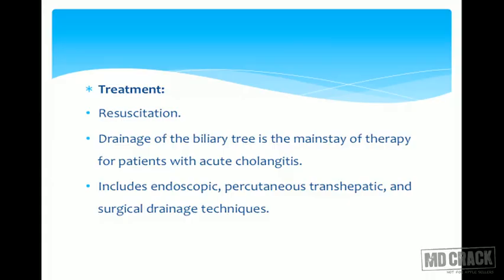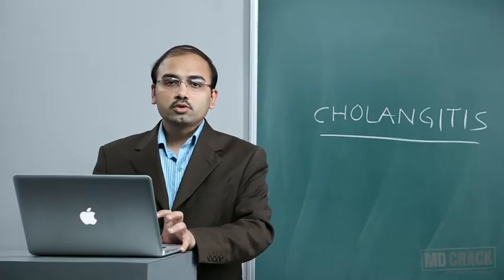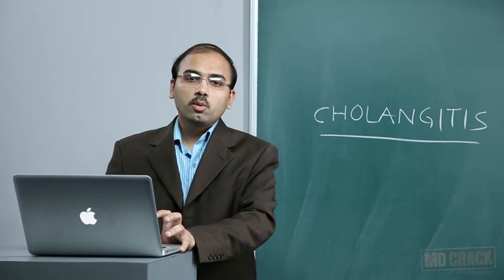First, you have to resuscitate the patient. So if the patient presents with any of the Charcot's triad or Reynolds pentad, then the patient has to be resuscitated with adequate amounts of fluid and antibiotics. Then drainage of the biliary tree is the mainstay therapy for patients with acute cholangitis. So whenever there is obstruction, you have to drain the bile which is obstructed. It can be drained by endoscopy, percutaneous transhepatic techniques, or by surgical drainage techniques. Amongst all these, endoscopic, which is ERCP, is most commonly performed.